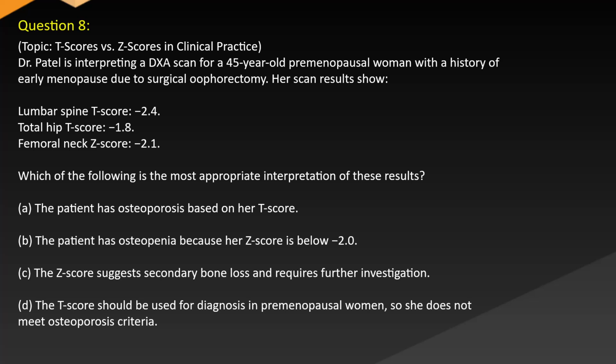A. The patient has osteoporosis based on her T-score. B. The patient has osteopenia because her Z-score is below -2.0. C. The Z-score suggests secondary bone loss and requires further investigation. D. The T-score should be used for diagnosis in premenopausal women, so she does not meet osteoporosis criteria.